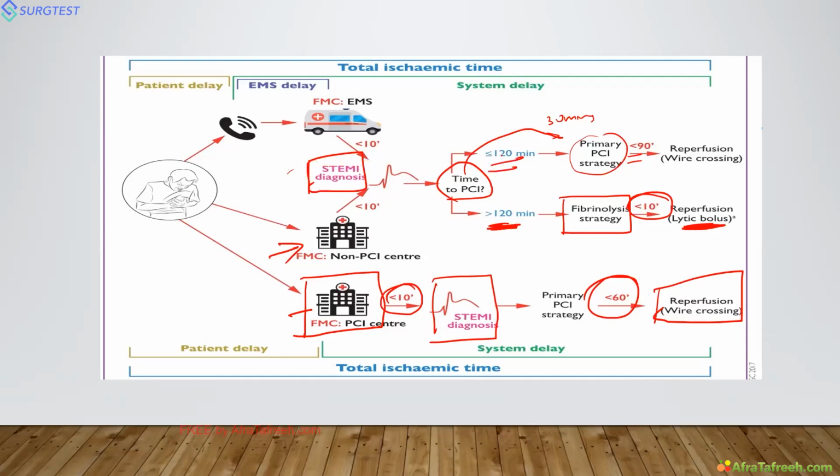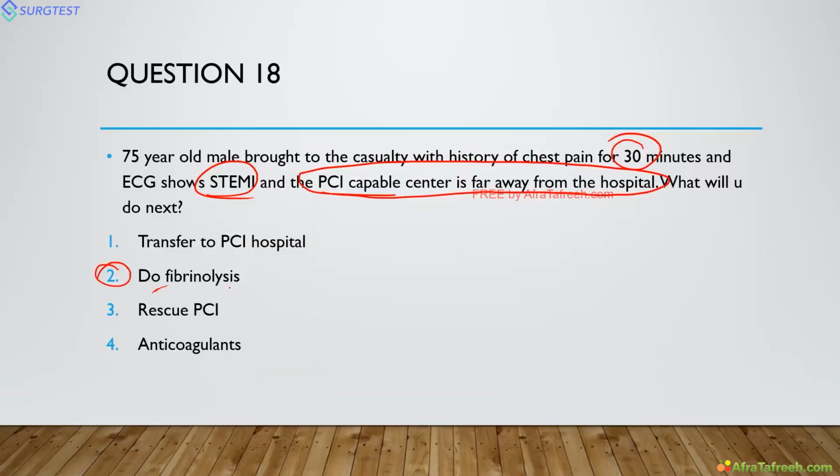It's not only the time to transfer. You have to transfer within 30 minutes and cross the wire within 90 minutes. The total time is 120 minutes, not just the transfer time. Transfer time is 30 minutes, 90 minutes for crossing the wire, so the total is 120 minutes. Whenever it is more than 120 minutes, you should not waste time. You should do fibrinolysis. So this answer is do fibrinolysis. You should not transfer to the PCI hospital, which is very far.